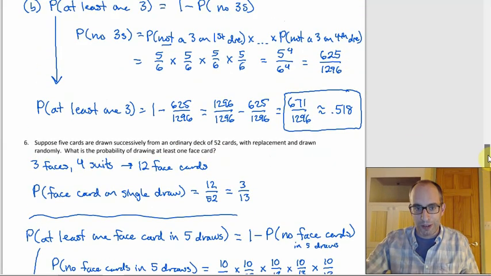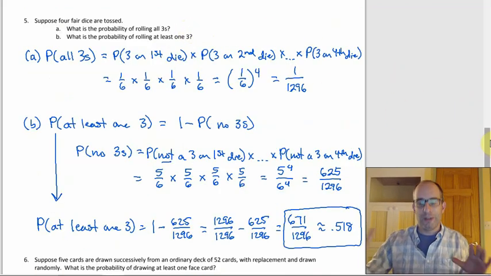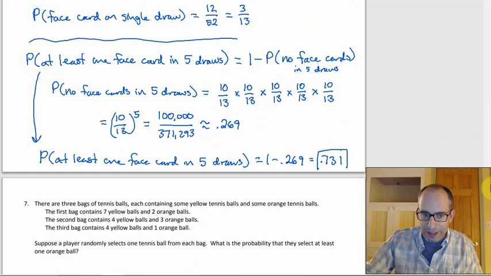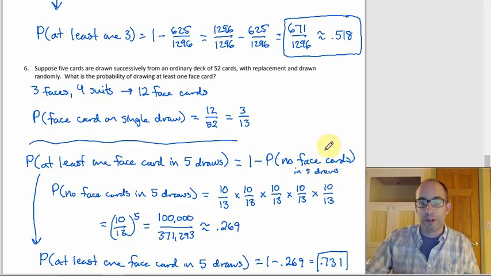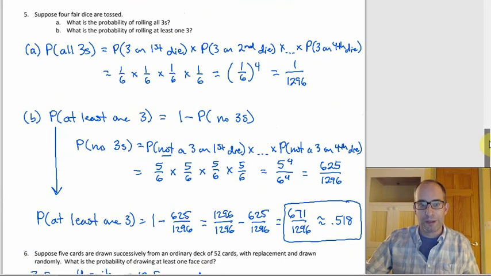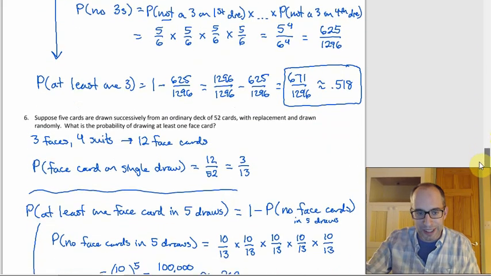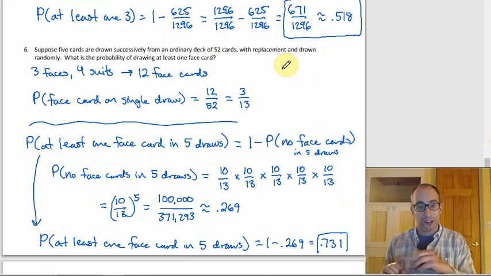If I scroll up to number 5, rolling at least 1 three. So at least 1, if you see that, you want to be thinking complement. And it's probably going to be one where you have to use independence, right? Because there are repetitions in these, right? Number 5, the thing that's being repeated, I guess they're happening simultaneously, but it's rolling a die, right? It's happening 4 times. There are 4 replications of rolling 1 die, happening simultaneously. And number 6 is in succession, but there are 5 replications of drawing a card randomly out of a deck.